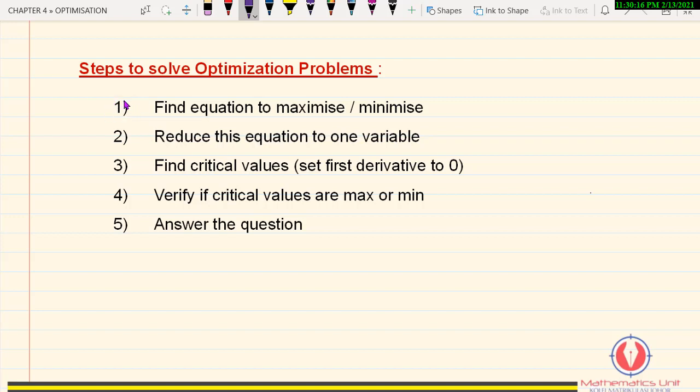The first step is, of course, you need to understand the problem and then find an equation to maximize or minimize. Then, step 2, you need to reduce this equation to just one unknown variable. And then step 3, you need to take the derivative of the new equation that you just found in step 2 and then set it equal to 0, alright, to find the critical values. Now, step 4 is to verify the critical values that you get and determine whether they are maximum or minimum. And the last one is you have to answer the question being asked.